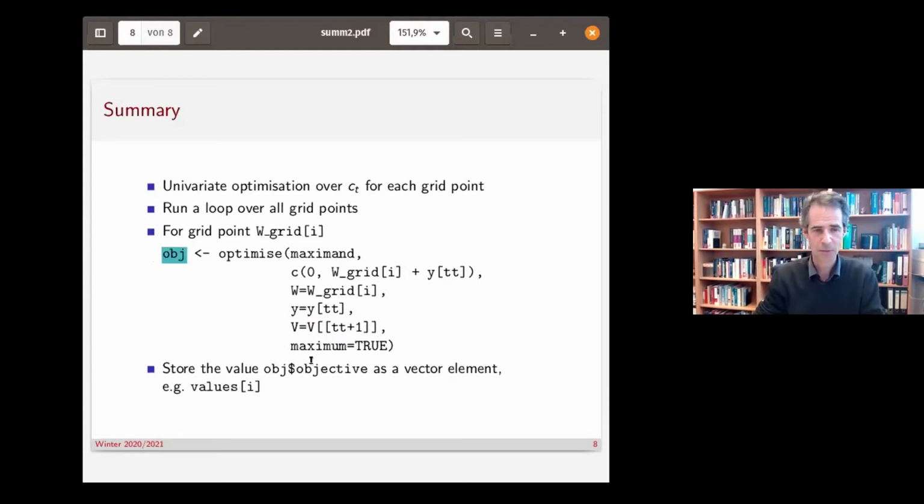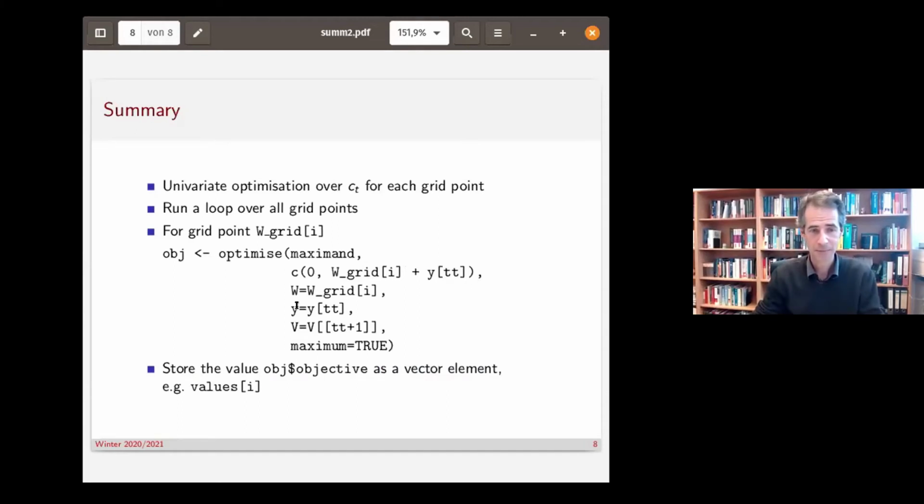Here it's called just object. And it has two or even more ingredients. One of them is objective. That's the maximal value. And this is what we're interested in. So we just store that into some kind of vector. All groups, I think, have used different names for that. Here it's called just values. And we do that in a loop over all grid points.